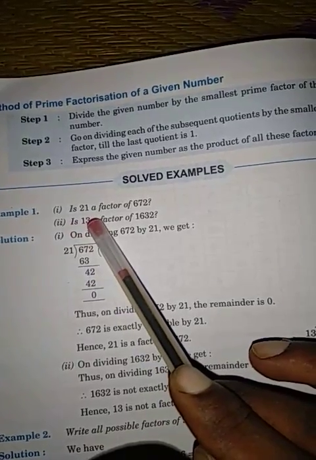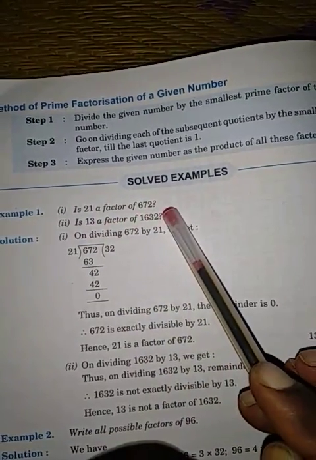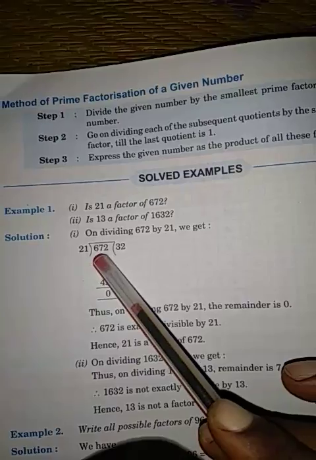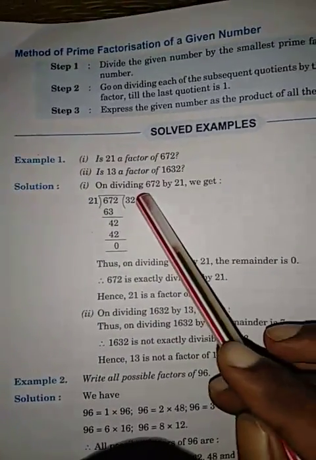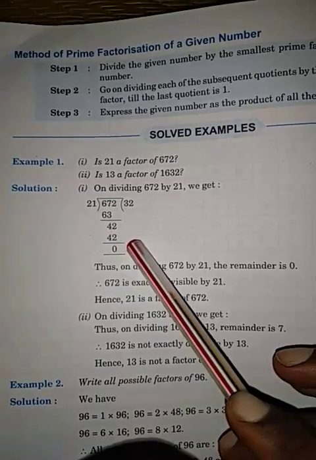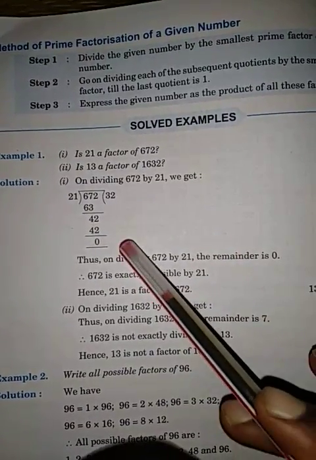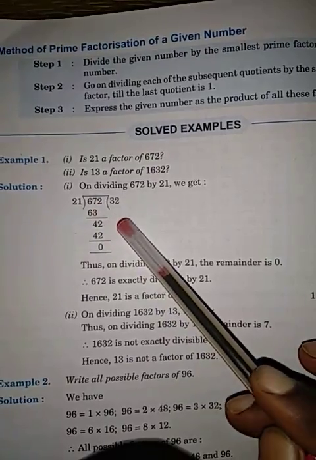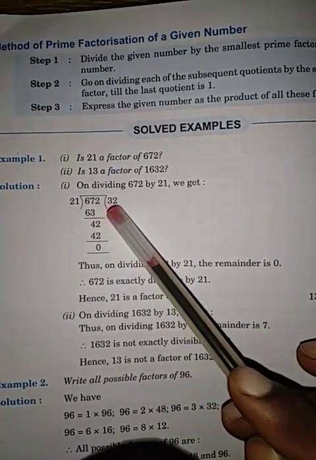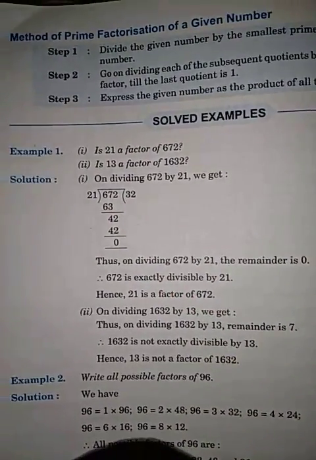Is 21 a factor of 672? First divide 672 by 21. On dividing, we get 32 as quotient and 0 as remainder. Since the remainder is 0, it means that 672 is exactly divisible by 21. Hence, 21 is a factor of 672.